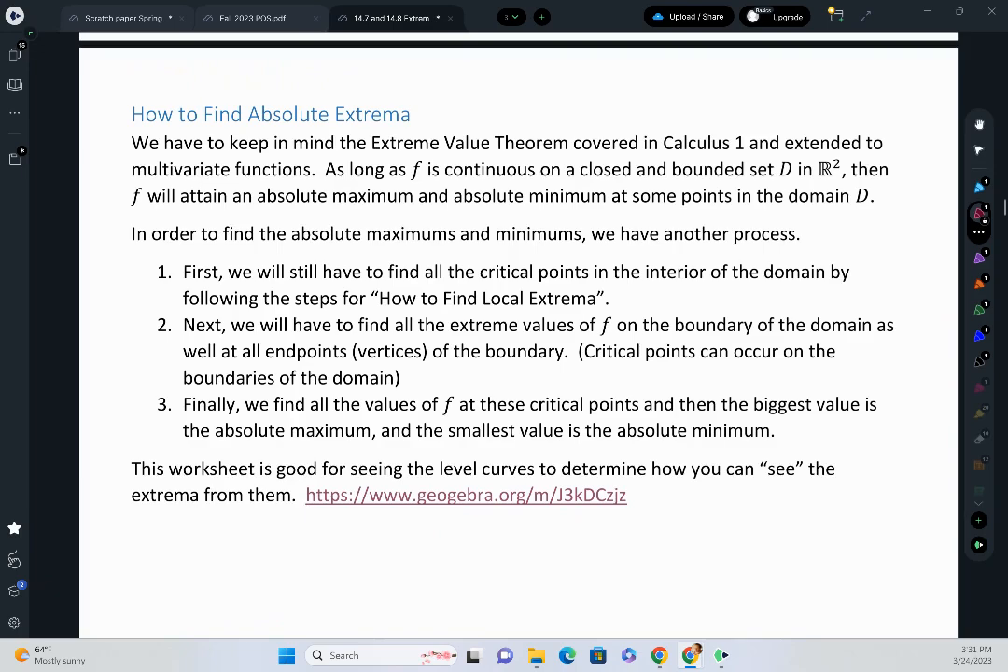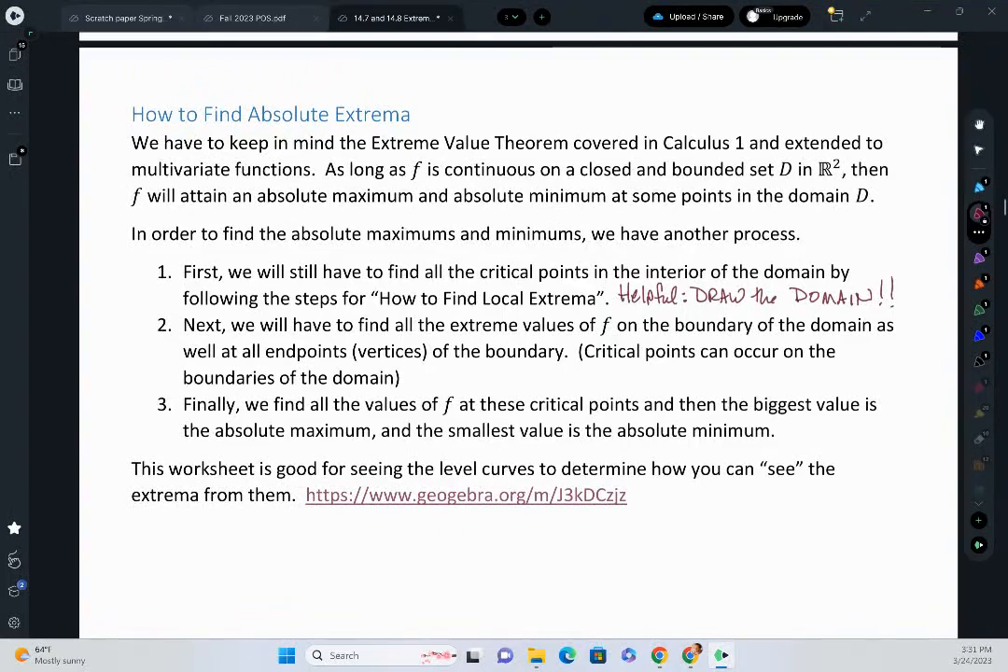First, we will still have to find all critical points in the interior of the domain by following the steps for how to find local extrema. That's what I just did in the previous video, but it's really helpful to draw the domain. And I don't really just mean helpful, I mean it's critical. You need to draw your domain.